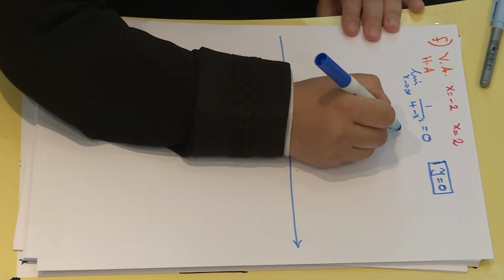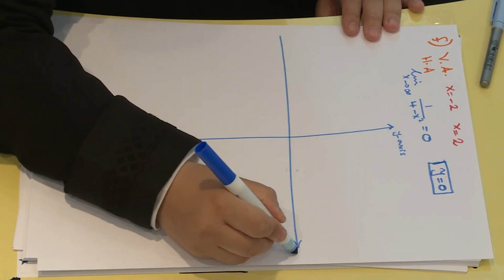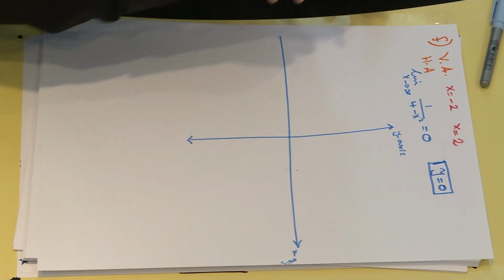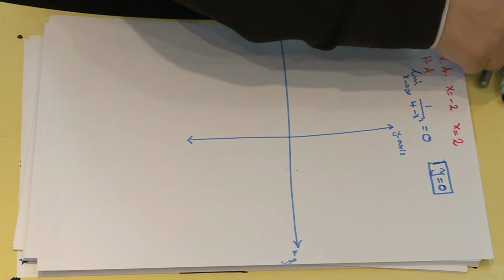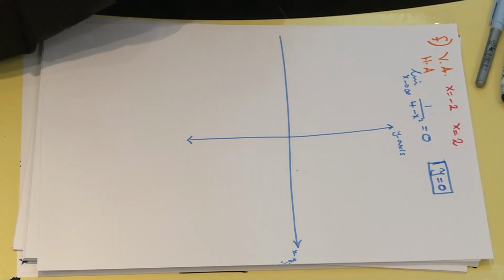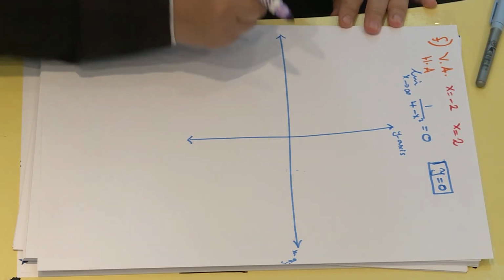This is the y-axis, and this is the x-axis. Now we should put the points and the asymptotes we got. The first thing we got was the intercepts.